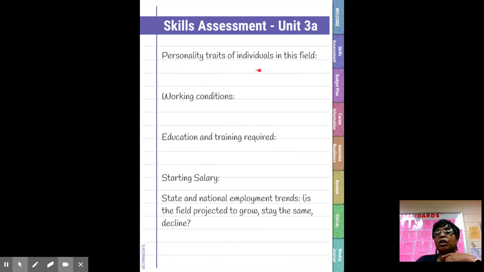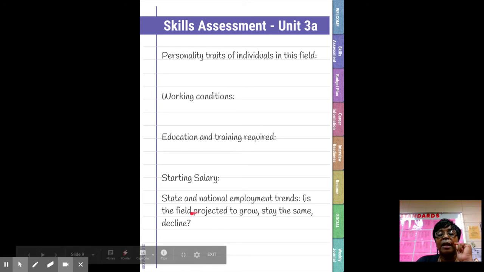Include personality traits of individuals in this field, your working conditions, your education and training that you need in order to pursue this particular career, your starting salary, and state and national employment trends in the field that's projected to grow. Is it going to stay the same or will it decline? You also can give me the stats for the year on that if you like.